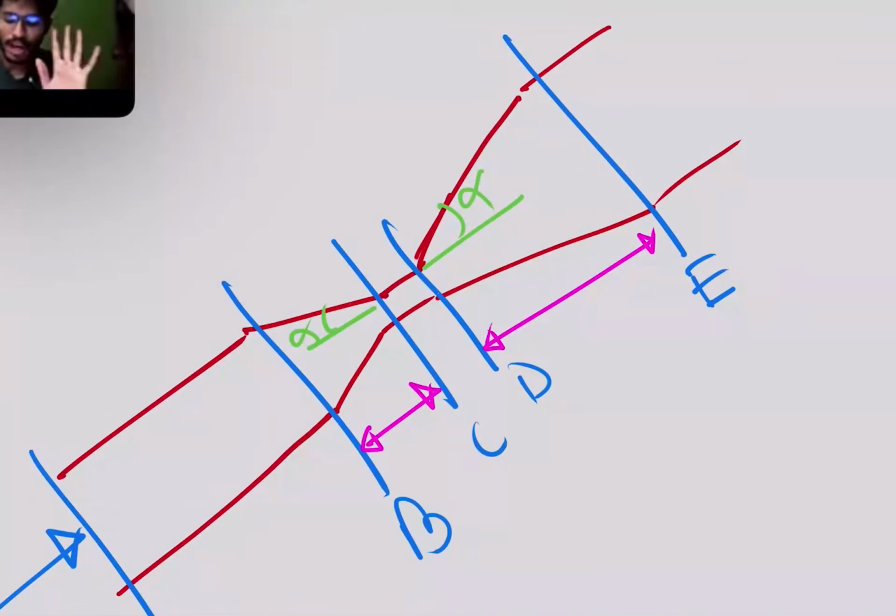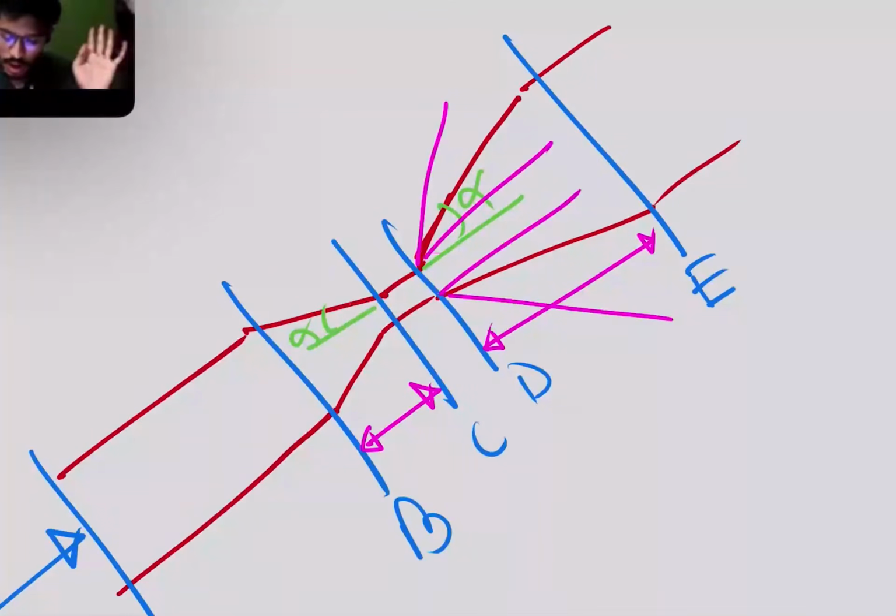Like, for example, this part could have been like this or this or this. So you are telling that I need a diverging section, but I don't want adverse pressure gradient. But that is not possible. You will have adverse pressure gradient, right? Yes. So why, sir, can I not give the same alpha?